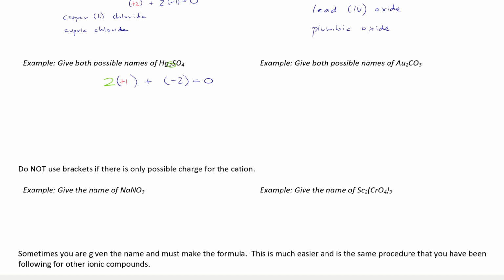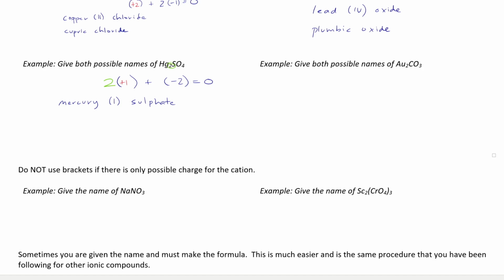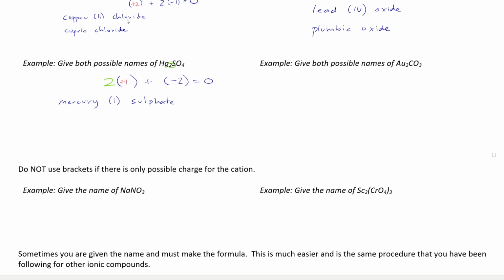So we're looking at mercury 1 sulfate as this name. Alternatively, you can call it mercurous sulfate because it is the lower charge. Mercurous sulfate.